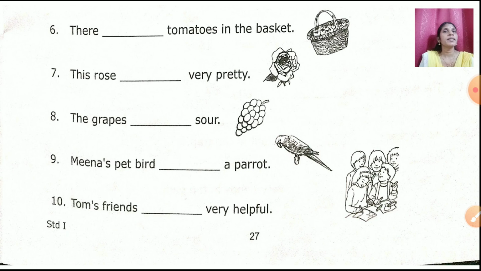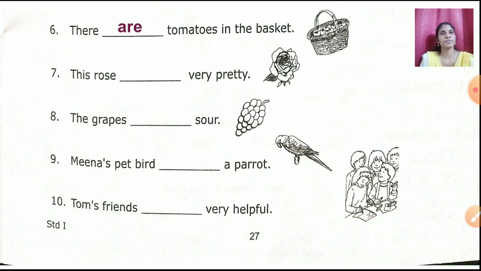Sixth one. There dash tomatoes in the basket. Now children, we are talking about tomatoes, not tomato. We are not talking about one tomato, we are talking about many tomatoes. So what are you supposed to write? Are. There are tomatoes in the basket.